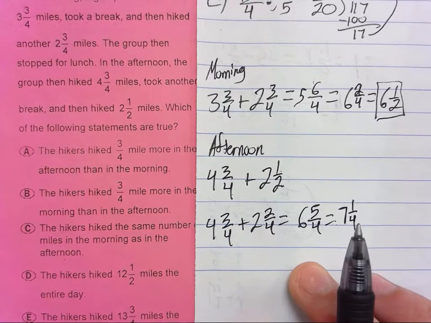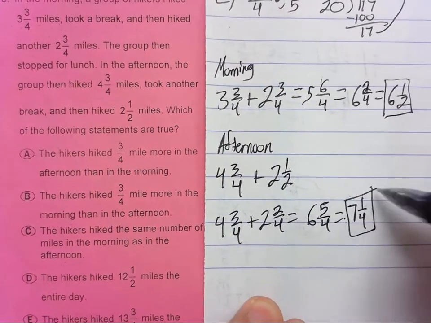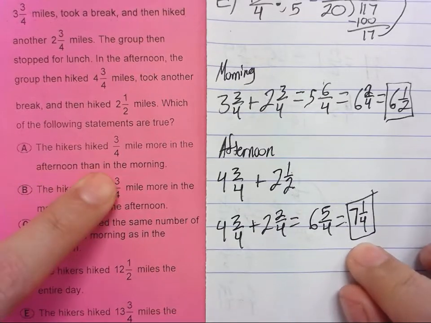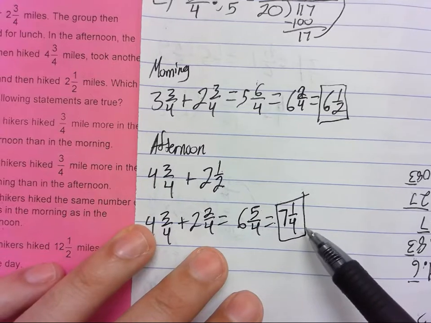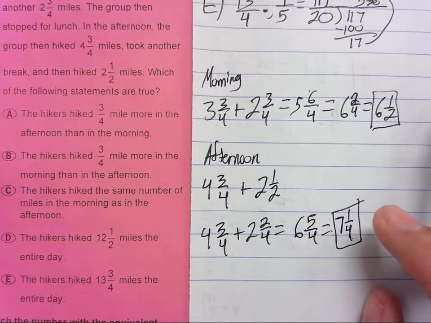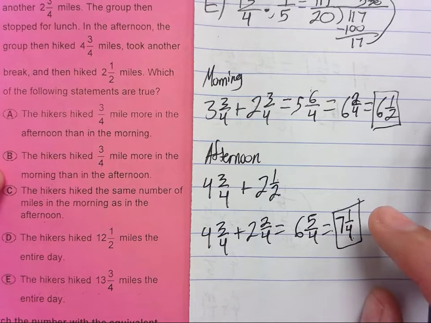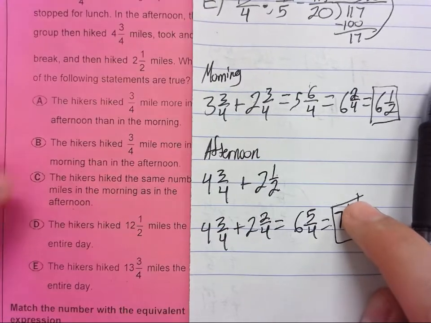Okay. So what's true? Did they hike more in the afternoon than the morning? Well, let's find the difference here. Obviously, they hiked more in the afternoon than in the morning. So we know that B cannot be the answer. And C cannot be the answer because it's not the same. So we can cross out B and C.